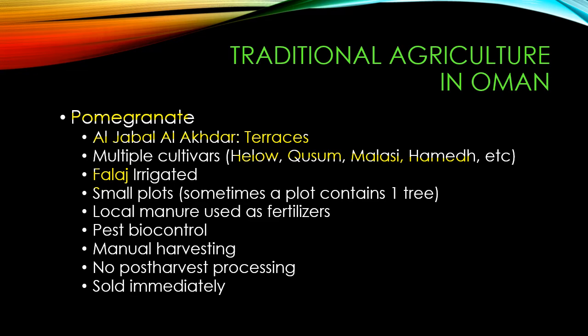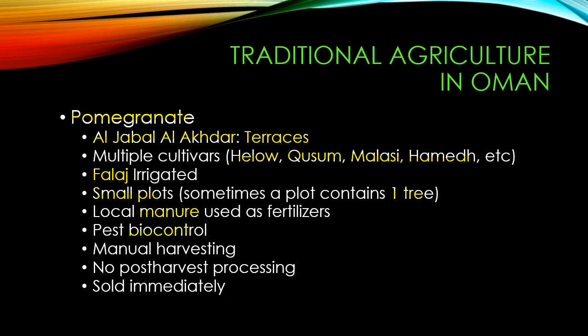There are also small plots. Each person sometimes owns only 1 to 3 trees. And because the villages are very small, given the nature of the place and the small amount of water that's available, that renders the farms small as well. The fertilizers come only from within the small oasis because it would be very expensive to bring them from outside of the mountain. So most of the fertilizer used is manure.